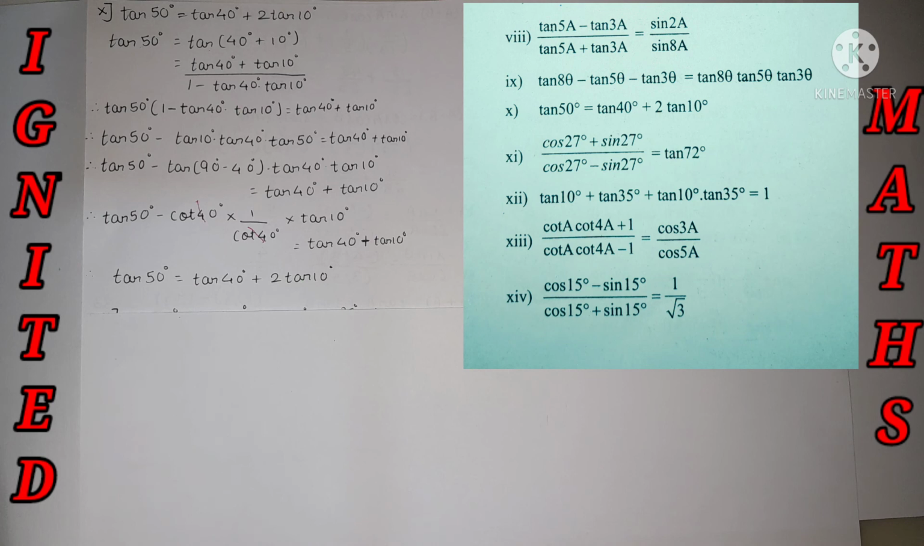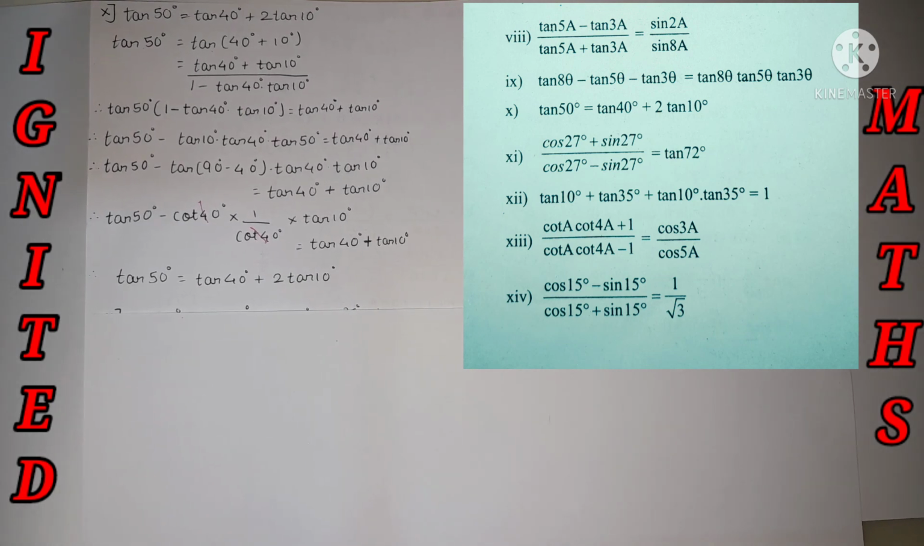Tan 50 degree is equal to tan 40 degree plus 2 tan 10 degree. Any LHS value, no more RHS value, we have just taken the relation of it and we have proved it very easily. Now the 12th question I have taken over here, in which we are going to take the relation of it. Okay, neither LHS nor RHS, we are going to take the relation of it.